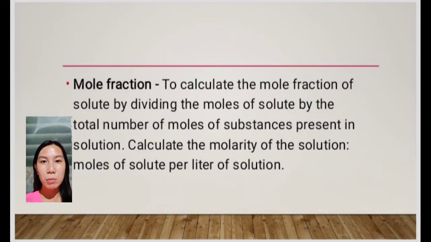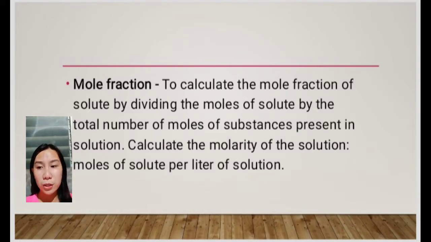Number 3. Mole fraction. To calculate the mole fraction of solute, divide the moles of solute by the total number of moles of substances present in solution. Calculate the molarity of the solution, moles of solute per liter of solution.